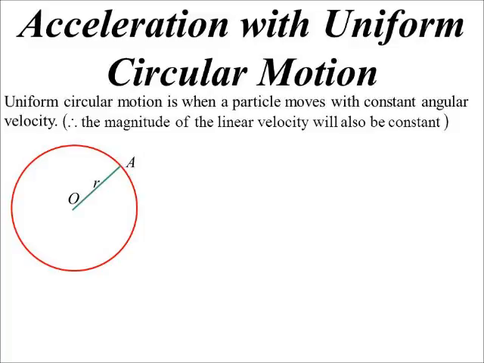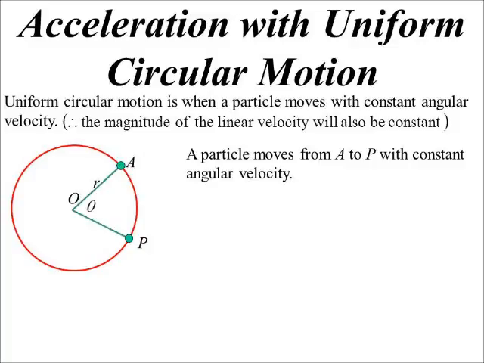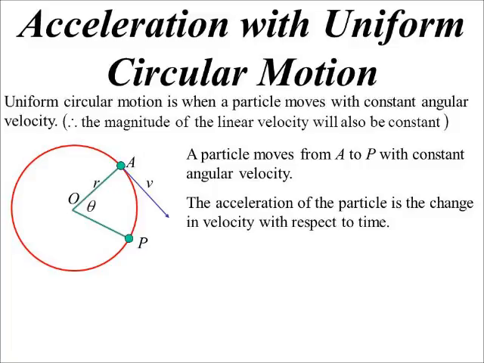So we're starting at A, and we're going to move to P. And we've got constant angular velocity. So at A, my velocity would go off at that angle, tangent at A. Whereas at P, it will be going off at tangent at P. So it's in a different direction. The magnitude's the same, but the direction is different. So what is the change?